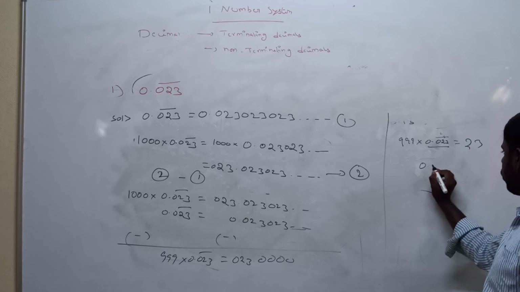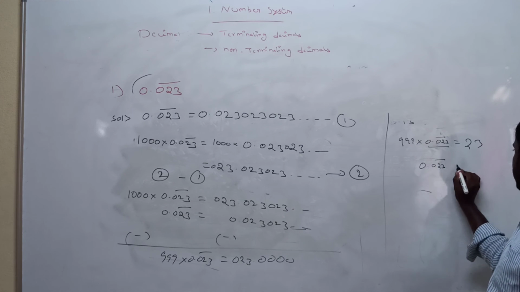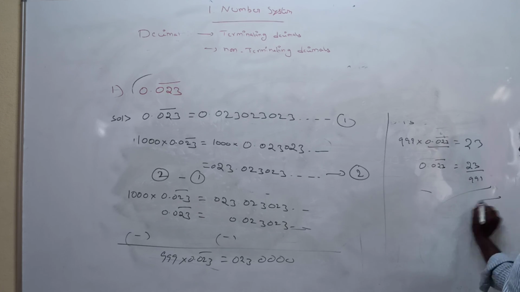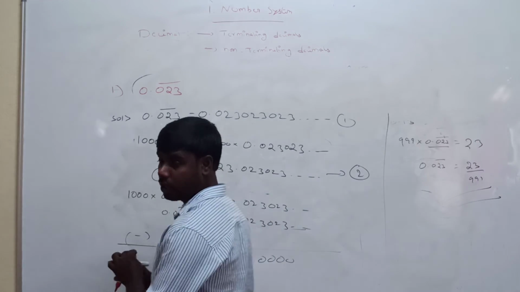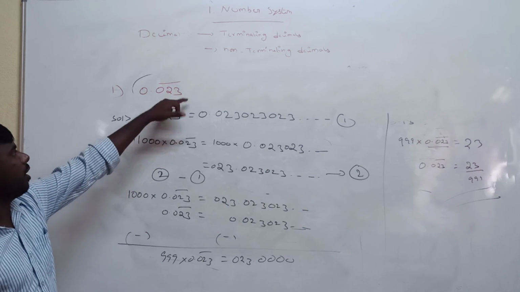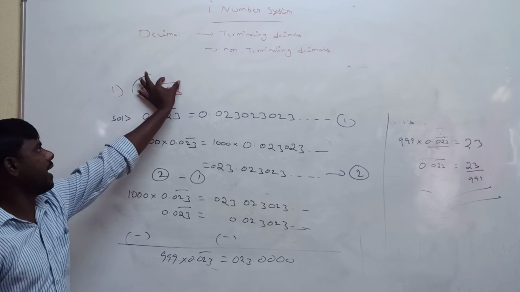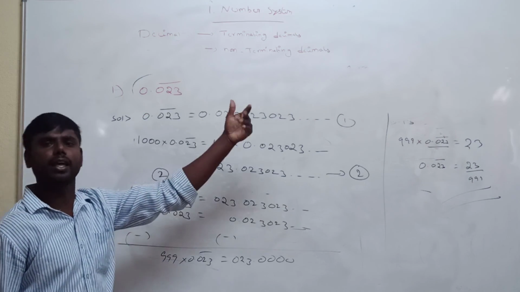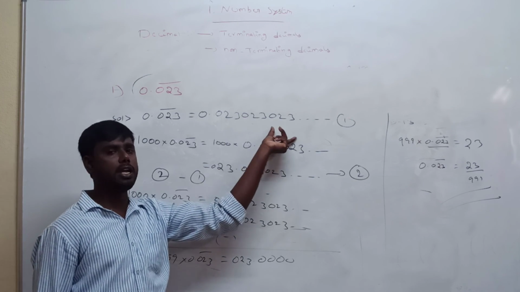So you should calculate 0.023 bar. The 999 will go to the denominator. So 0.023 bar is equal to 23 divided by 999. Here is the final answer. So everyone understood? 0.023 with the bar means the bar lies on the three numbers, that is 023 repeated many times.